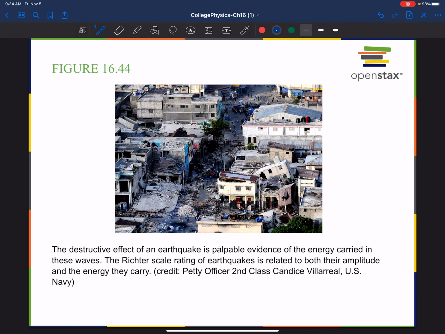But the Richter scale that we use to measure earthquakes, it actually uses both the amplitude of those waves and the energy they carry to calculate that. So the amount of energy they carry would be known as the intensity. And the intensity is equal to the power per unit area, which would be I equals P over A. And the unit for that is watts per meter squared.